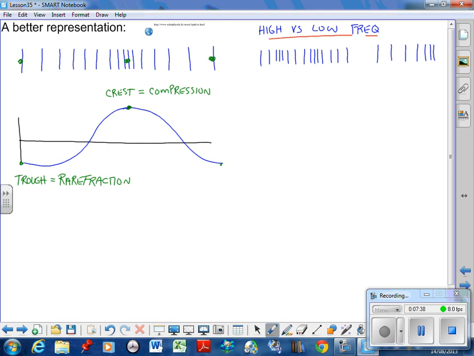So compressions and rarefactions occur more often. All right. Now what about high versus low amplitude?